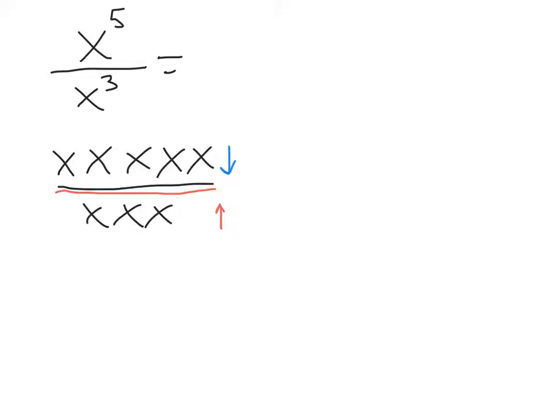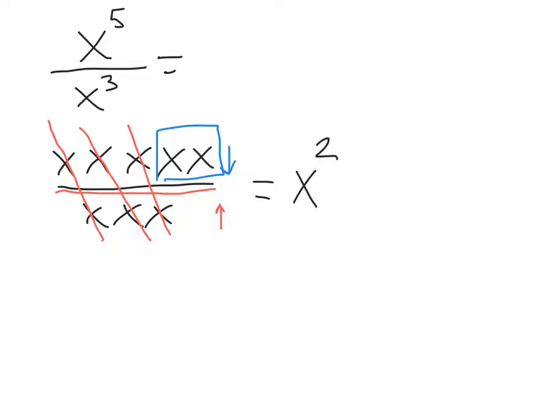Now, when they go into battle, they're going to clash. These two are going to clash. These two are going to clash. And these two are going to clash. Oh, and all I have left are these two x's. And so the answer, if I have an x times an x, that's x squared.